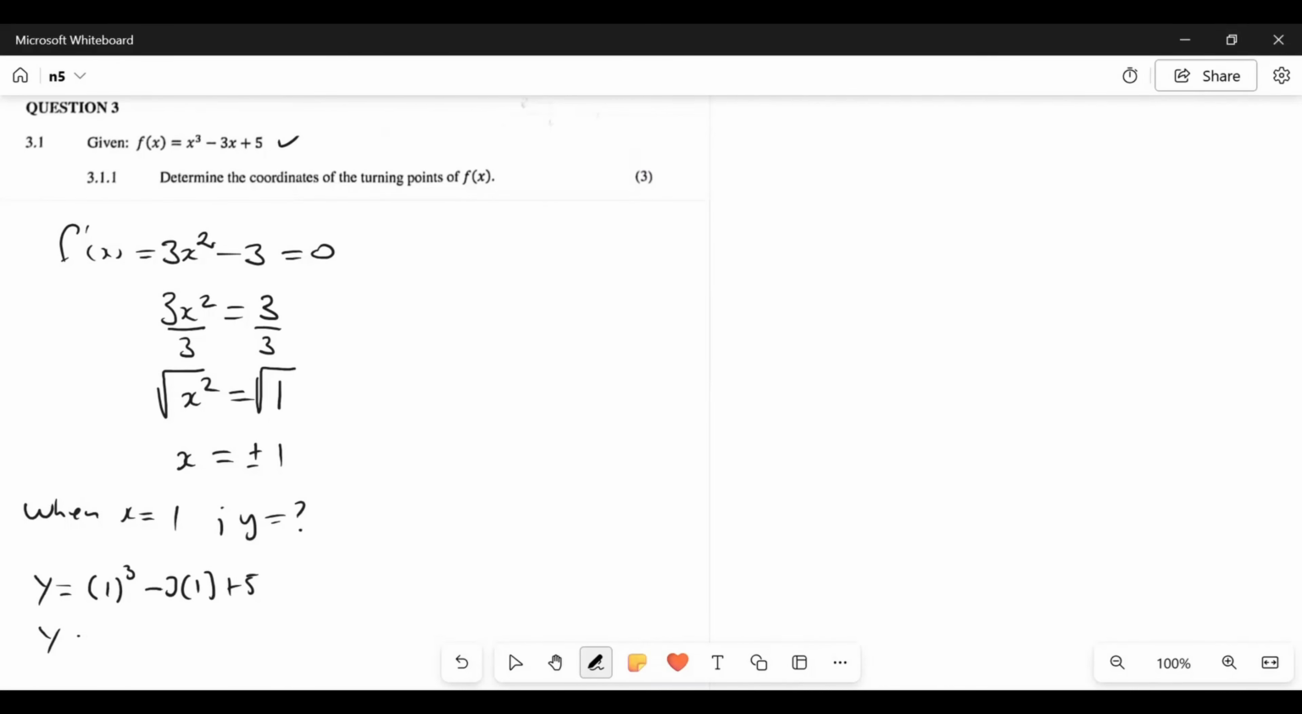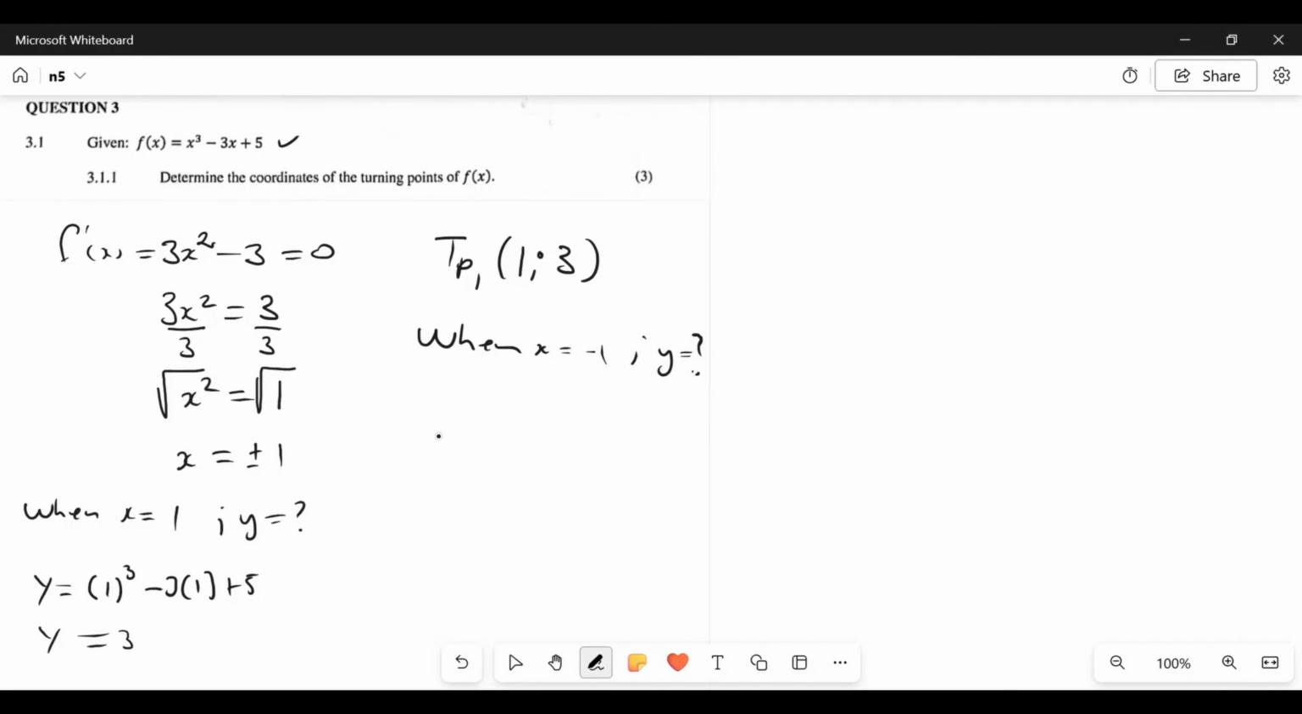So if you put this on our calculator, our answer here is going to be 3. There we go. When x is 1, our y is going to be 3. Now we can call this turning point 1: when x is 1 and then y is going to be 3. Right. So how about when x is equal to negative 1? What is our y?